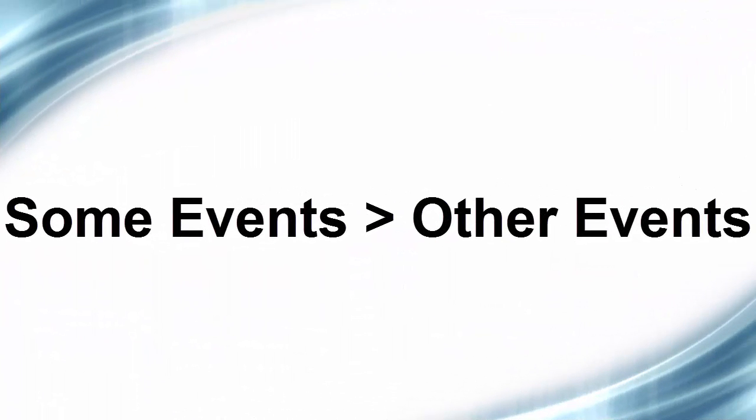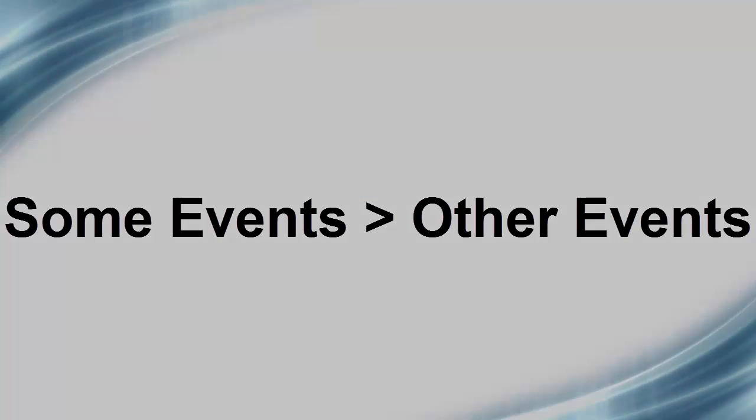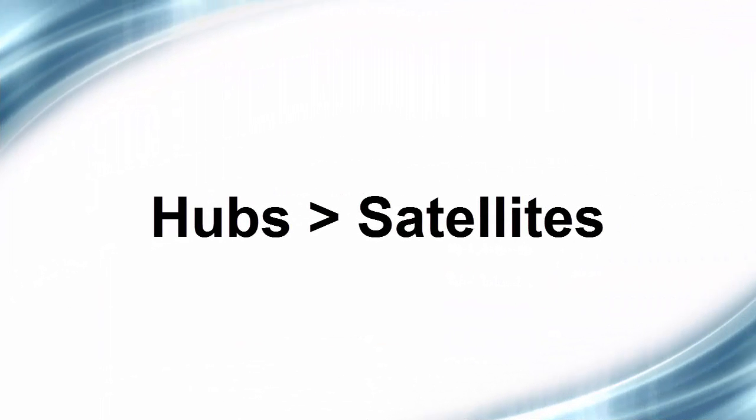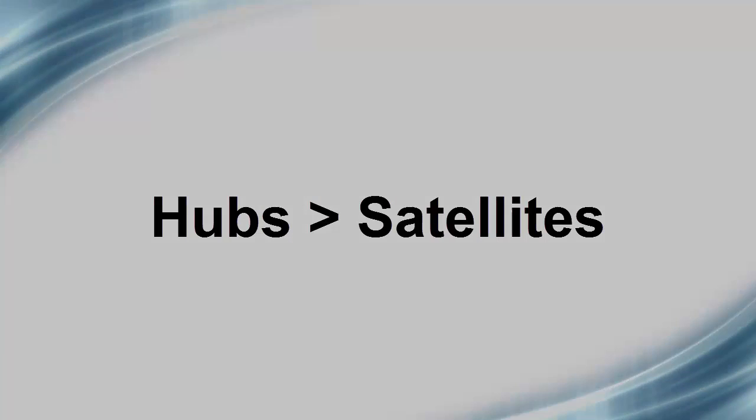In any plot, some events are more important than others, and we infer their relative significance through the director's selective arrangement. In other words, some events are more important than other events. The important events we will call hubs. The less important events we will call satellites.